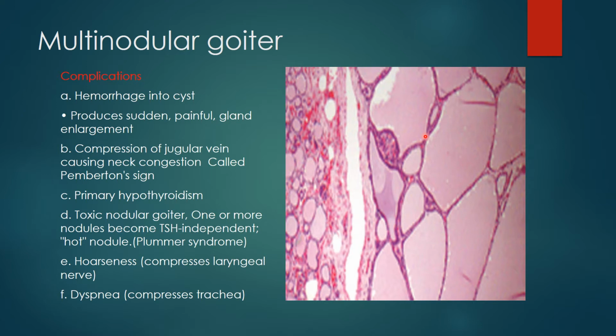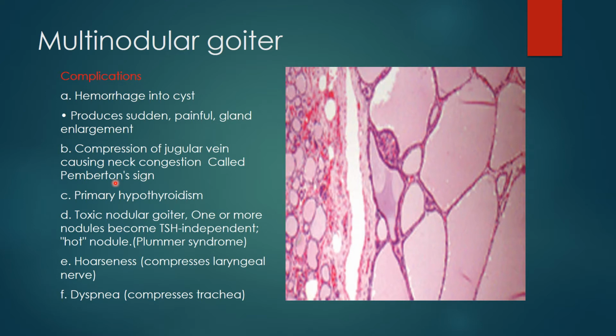Now I am also discussing in this slide the complications of multinodular goiter. Multinodular goiter may result in the following complications. First of all, they may form a cyst, which results in hemorrhage. There may be a sudden painful enlargement of the gland. The multinodular goiter may result in compression of the jugular vein which causes neck congestion, and this phenomenon is called Pemberton sign.